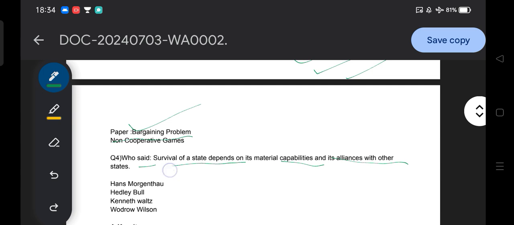So here, survival is the keyword. If I talk about this question number 4, survival is the keyword which can lead you to identify the answer. So obviously the correct answer we all know, Kenneth Waltz, option C. But before that we need to understand the rationale of how to approach these questions.